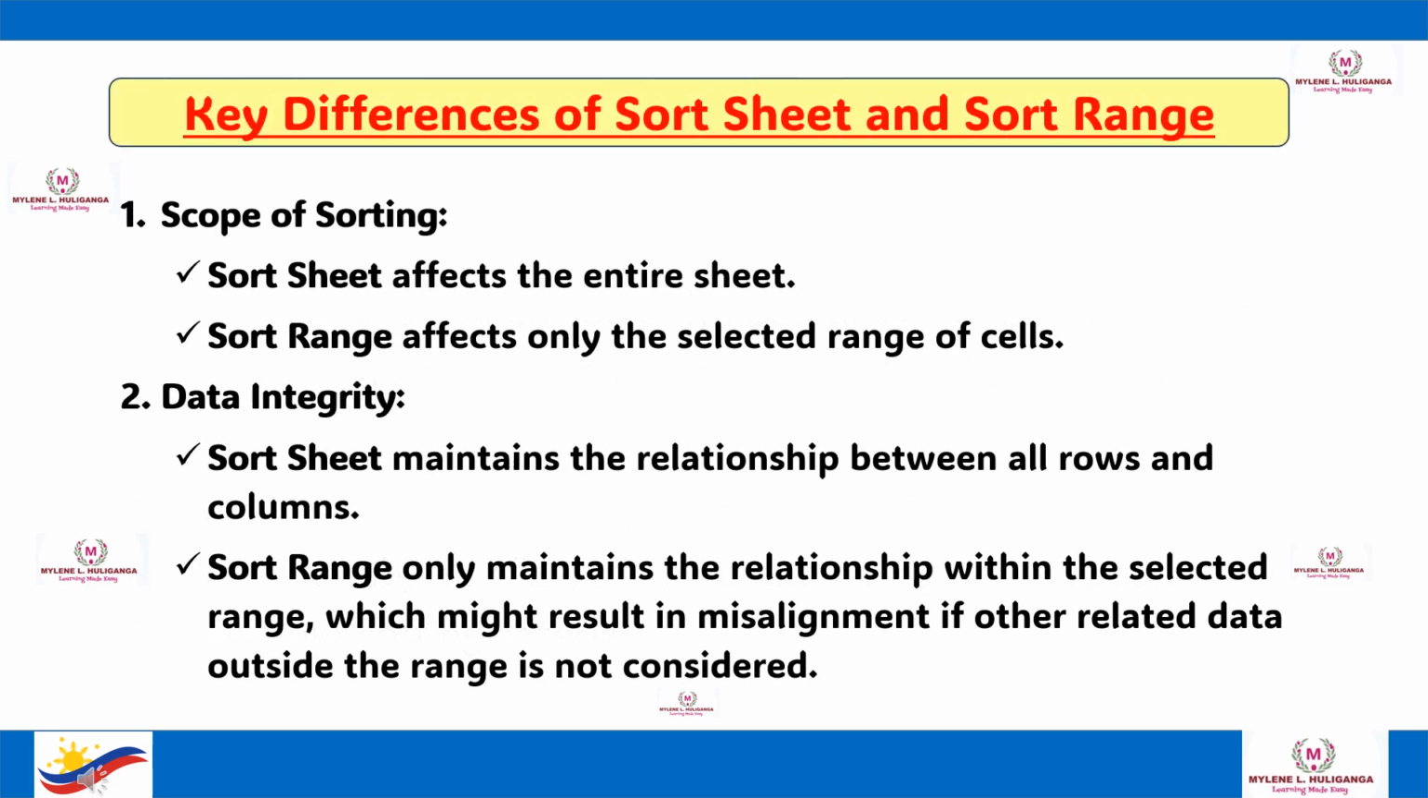The difference between sort sheet and sort range. In terms of scope of sorting, sort sheet affects the entire sheet. Sort range affects only the selected range of cells. In terms of data integrity, sort sheet maintains the relationship between all rows and columns. Sort range only maintains the relationship within the selected range, which might result in misalignment if other related data outside the range is not considered.